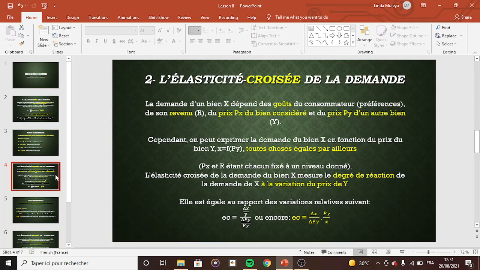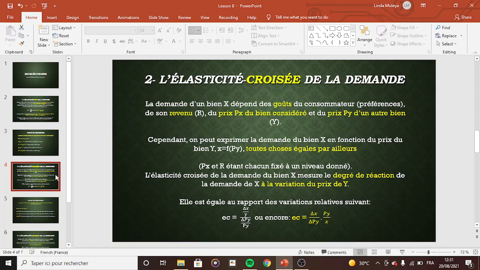So demand depends on these things: the preferences of our consumer, the money that they have to spend, their revenue, the price of the good they want to buy, and the price of other related goods, that is our usual X and Y. Cependant, on peut exprimer la demande du bien X en fonction du prix du bien Y.